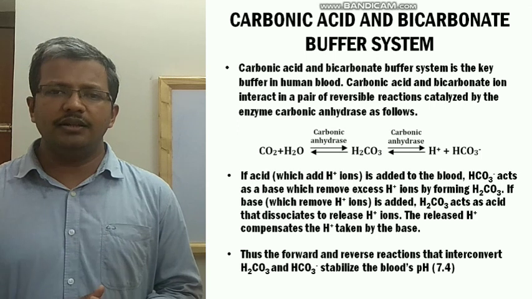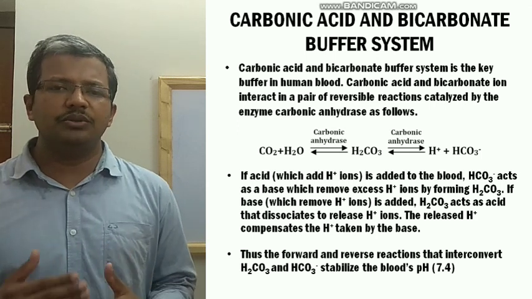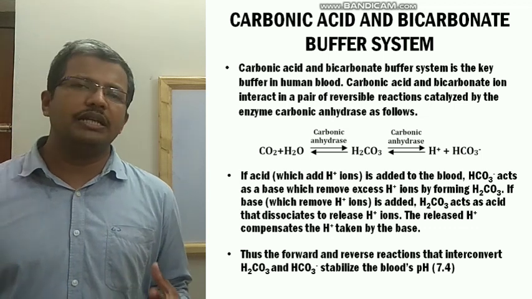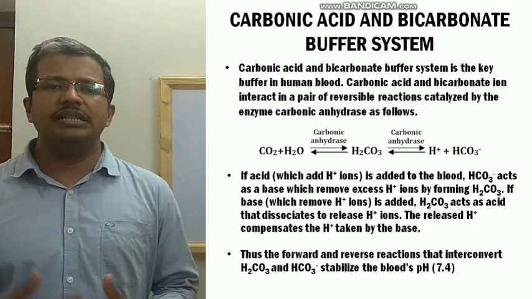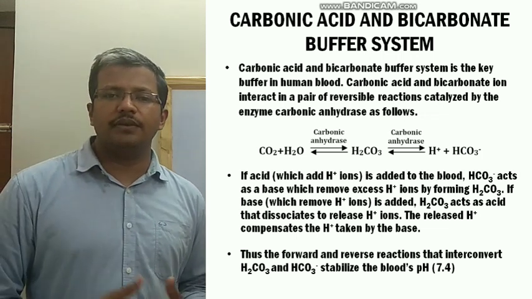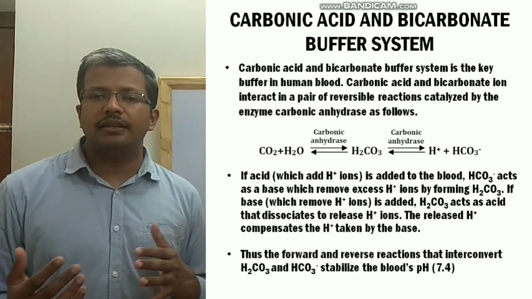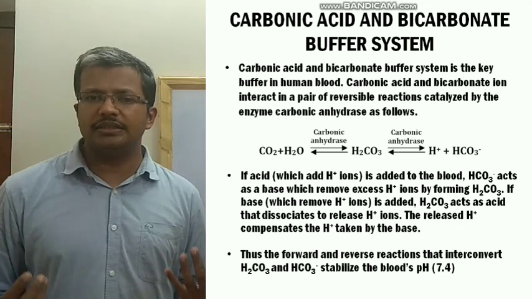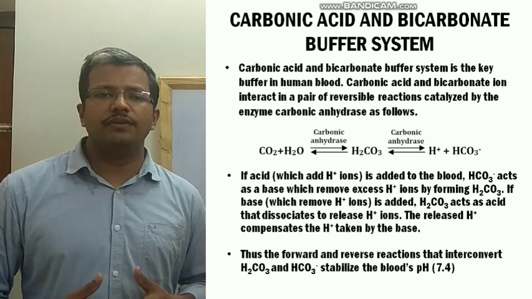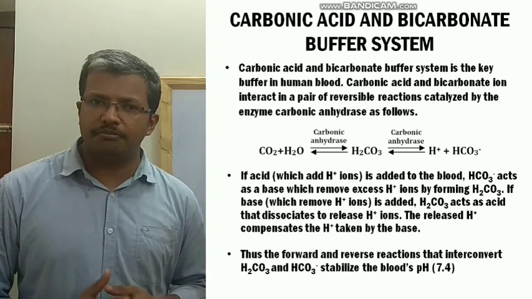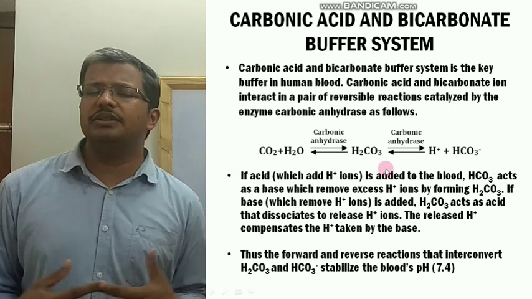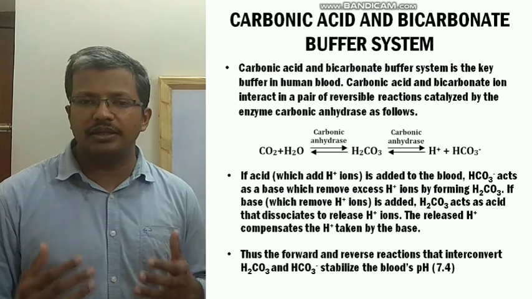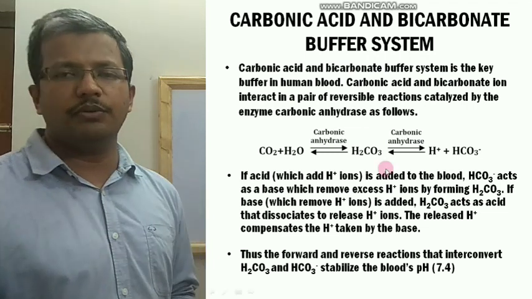If acid is added to the blood, what will happen? HCO3 minus acts as the base which removes excess H plus ions by forming H2CO3. If base is added, it will be removing H plus ions. As a result, H2CO3 will behave like an acid that dissociates to release H plus ions. The released H plus compensates for the H plus taken by the base. Thus, the forward and reverse reactions that interconvert H2CO3 and HCO3 minus stabilize the blood pH at 7.4.